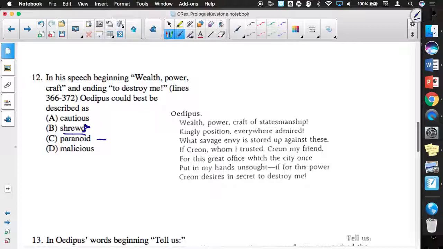He thinks Creon's out to kill him. Get him, so he is paranoid.